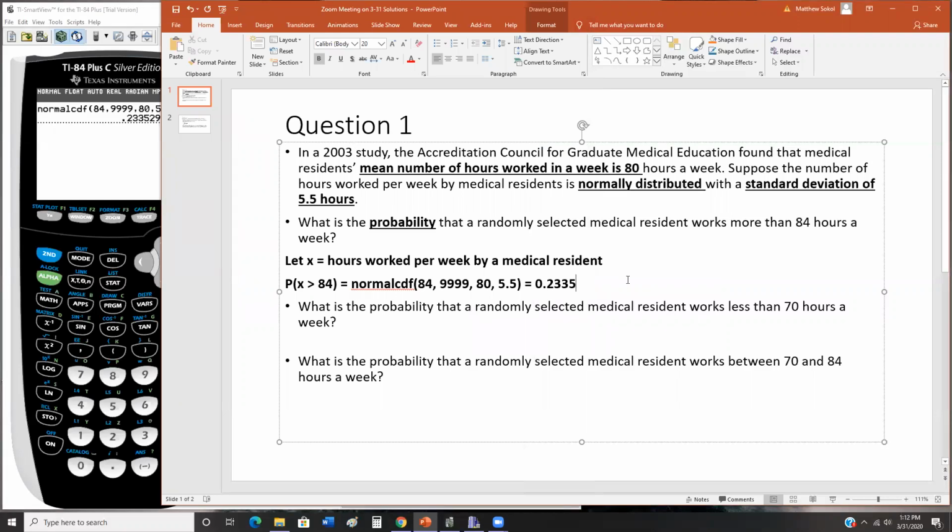Well, you'll notice that it's much harder. You have to calculate a z-score and go look it up on the table. This calculator, boom, does it for you just like that.